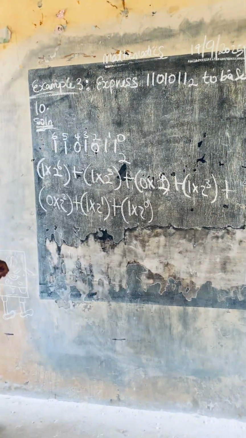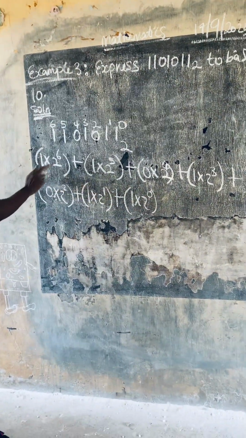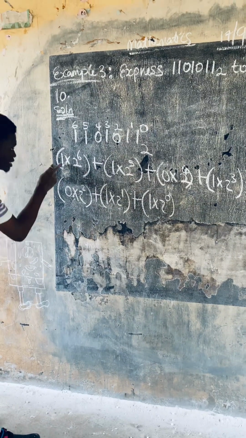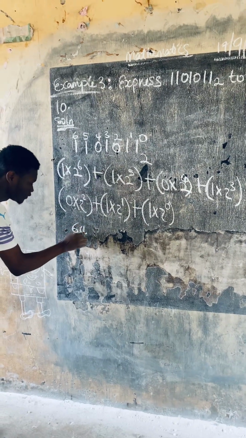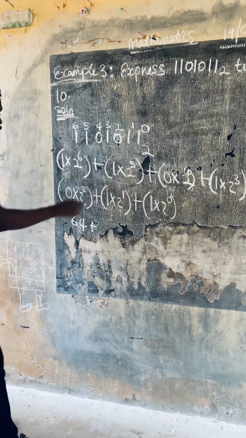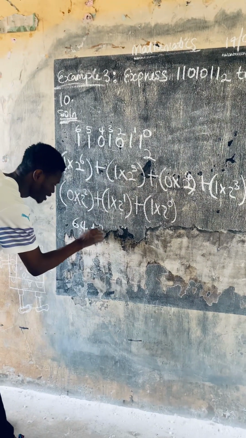Are you there? Yes. So what else are we going to do? We express this. 2 to the power of 6 is what? 64, right? Times 1 will give us 64, right? Yes. Plus 2 to the power of 5 is 32. Times 1 will give us the same 32, right?